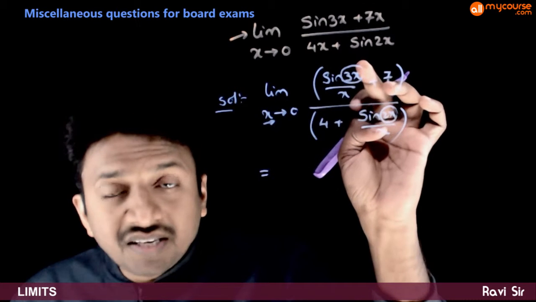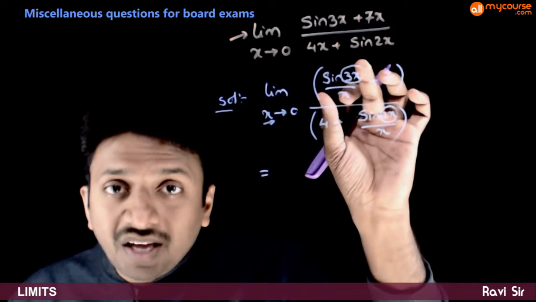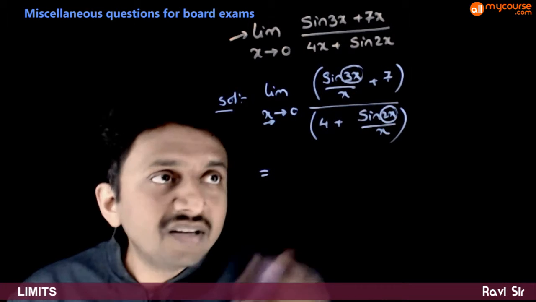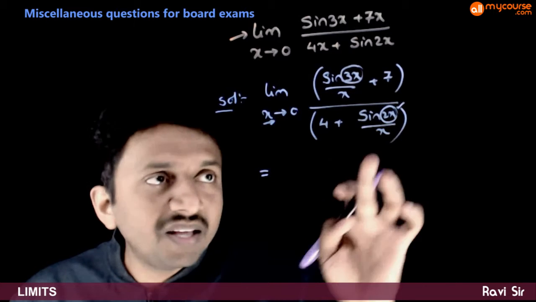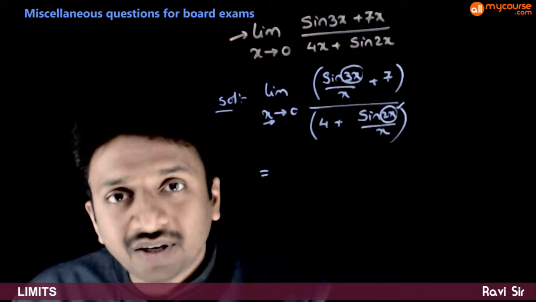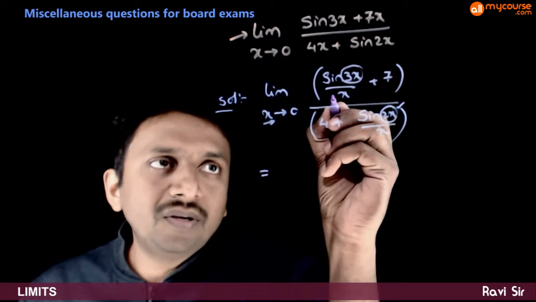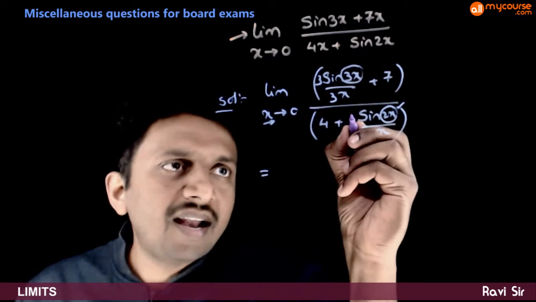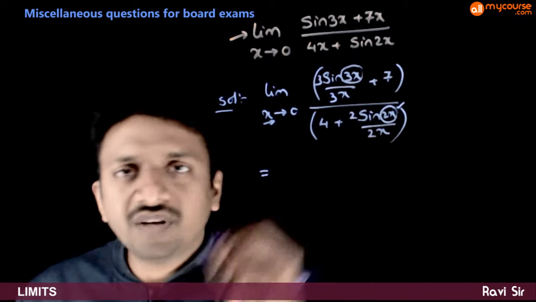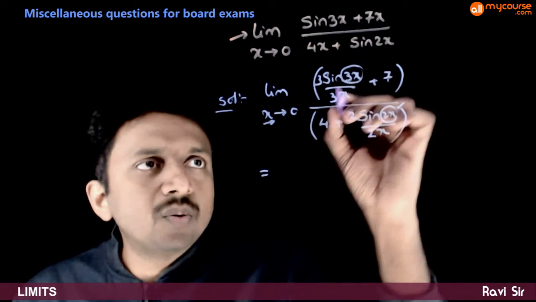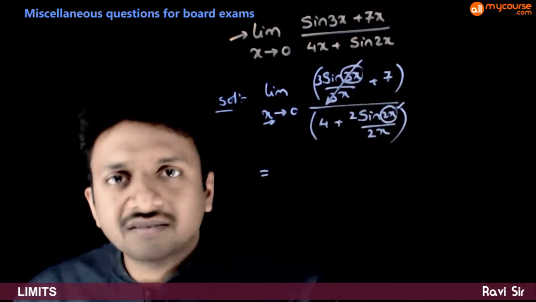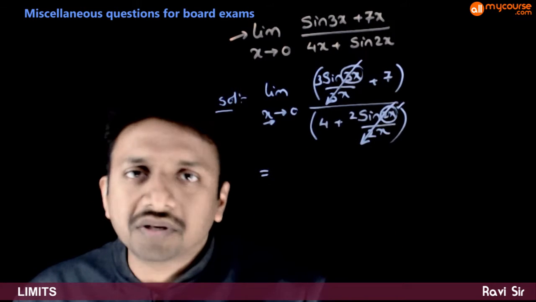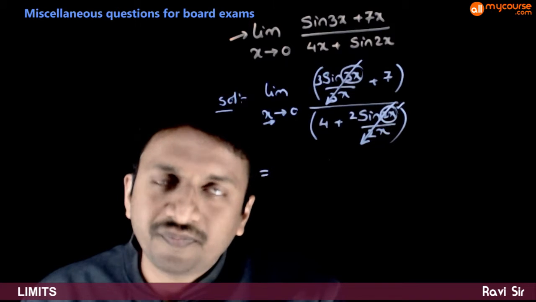So if you have 3x here, for the limit to be equal to 1, in the denominator also you have to have 3x. Similarly, if you have 2x here, in the denominator also you have to have 2x. So what I do is I'll multiply and divide this with 3. I'll multiply and divide this with 2. So what is sine 3x by 3x? It tends to 1. What happens to sine 2x by 2x? This also tends to 1.